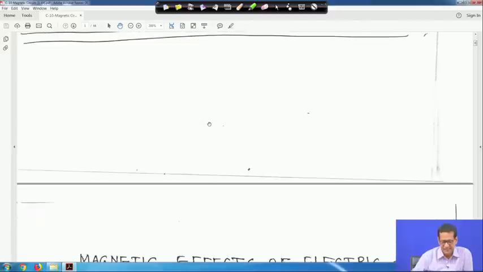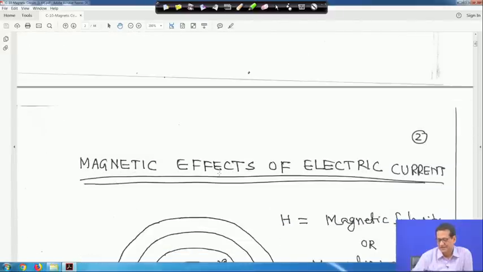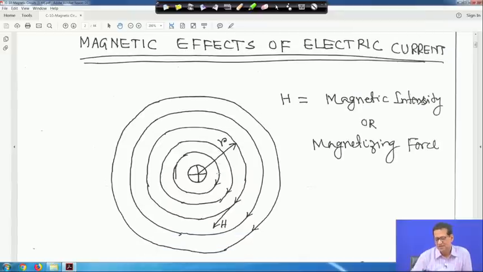Next is the magnetic effects of electric current. Here H is called magnetic field intensity or magnetic force. First let me tell you, this is a circular conductor. The plus sign means, take a paper, and current is entering into the plane, into the paper, right? If my thumb is the direction of the current, then the flux line will be the curling fingers, right?